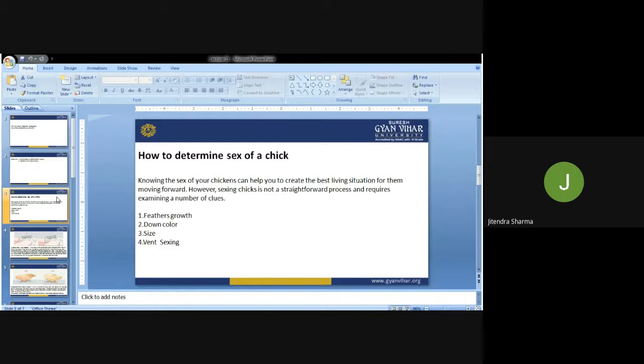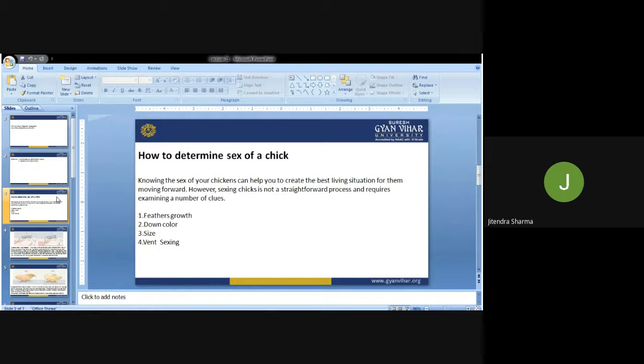Because they require 90 plus percent female birds if they are running a layer farm, because you know that only the female can deliver eggs. Otherwise in broiler farming it's not required, because there is only a 6 week age, and whether it is male or female, it doesn't make any difference. But in the case of layers, it's very important, where we have to have production.